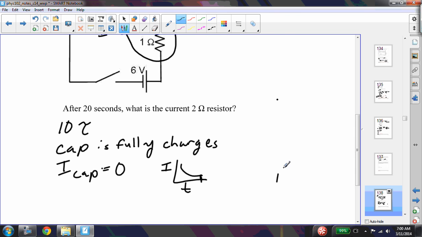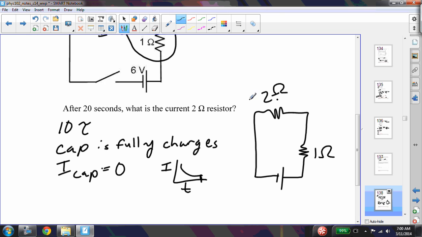a problem that we've done already. This is my 1 ohm resistor and this is my 2 ohm resistor. Remember, I had that other little branch here, but it's like it doesn't exist because there is no current flowing through that branch. I don't even draw it, so we're just going to get rid of it.